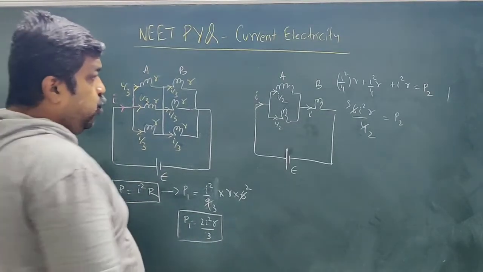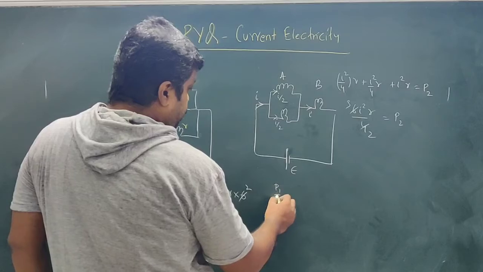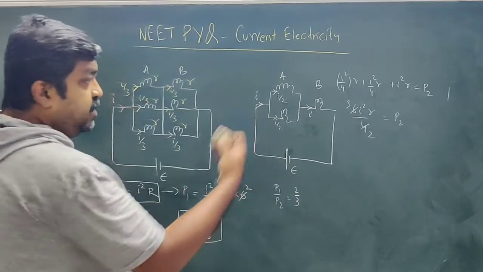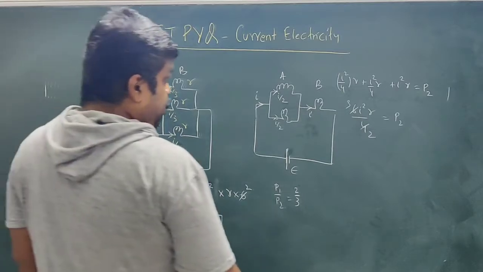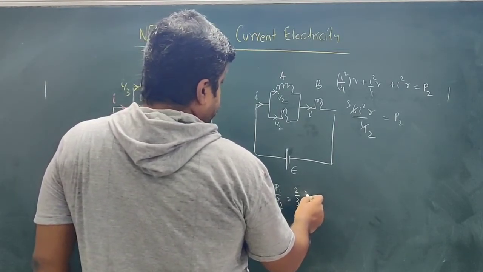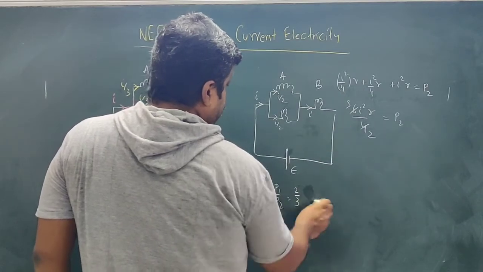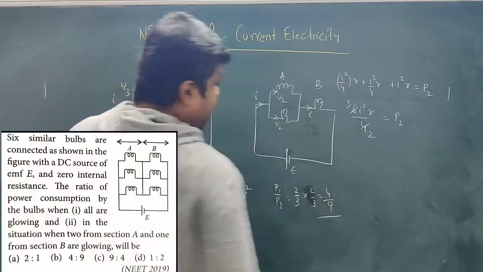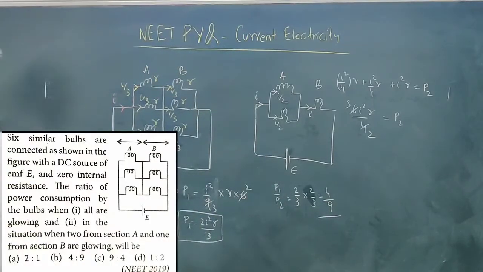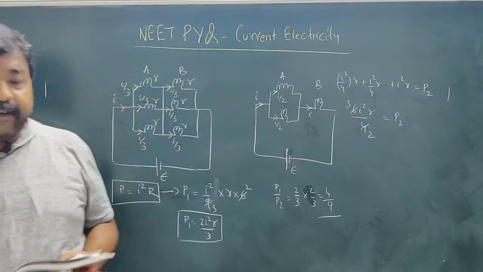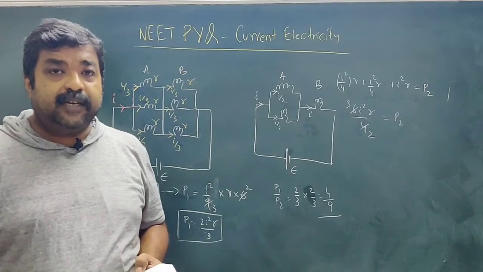Okay, so we have to find P1 by P2. So P1 by P2 is 2 by 3, I square R gets cancelled, divided by 3 by 2. So that is into 2 by 3, which is 4 by 9. So the required ratio is 4:9. Option B is the correct answer.